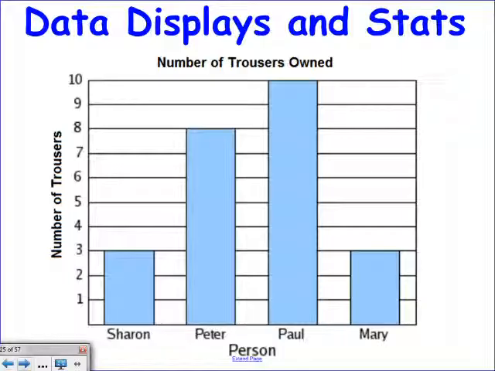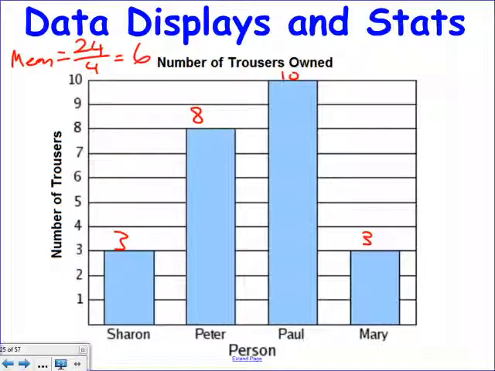So if I ask you, what is the mean number of trousers people have or own? What's my total number of trousers? So how many have they got? They've got 3 there, 8, 10, 3. So the total number of trousers these 4 people own is 11, 21, 24. So they own 24 trousers. What am I going to divide 24 by? 4, because there are 4 people. So the mean number of trousers that each person owns is 6.